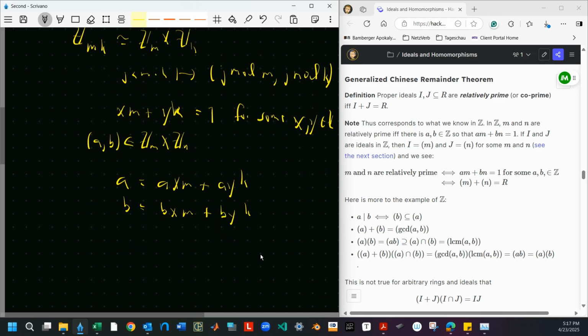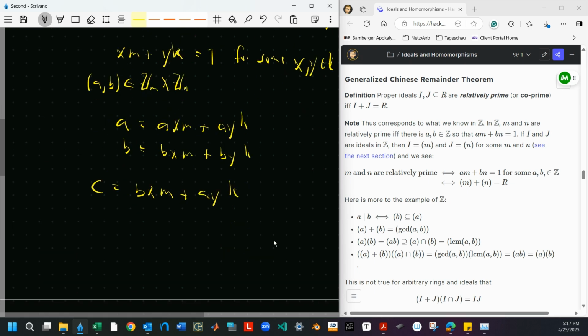And then what I can do is I can look at some C, right? And I want the result mod M to be A, so I'm going to call this BXM plus AYK, right? And so let's see what happens.